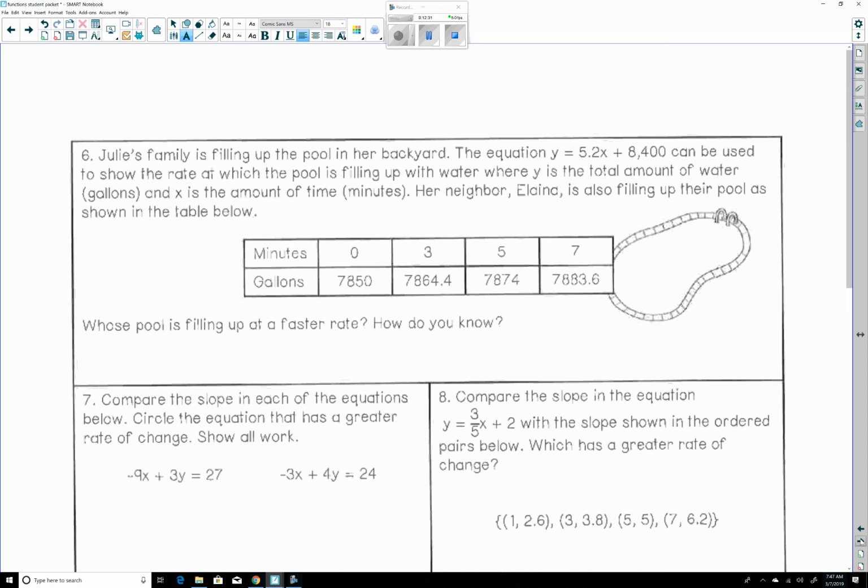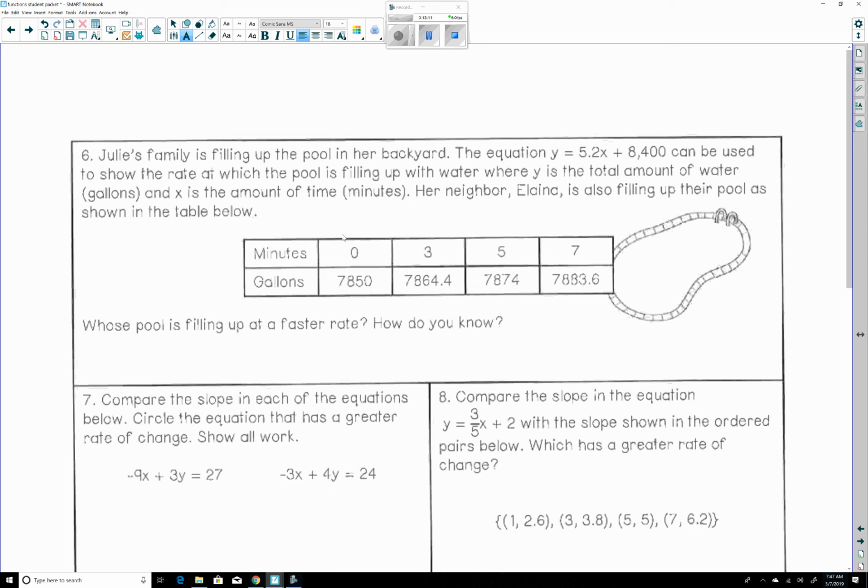Julie's family is filling up a pool in her backyard. The equation y equals 5.2x plus 8,400 can be used to show the rate at which the pool is filling up with water, where y is the total amount of water in gallons and x is the amount of time in minutes. Her neighbor, Elena, is also filling up their pool as shown in the table below. So their pool, what this all means, these are our minutes going across the top, and these are the gallons of water. So before they start filling again, there's already 7,850 gallons in the pool.